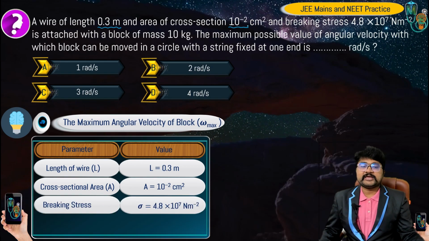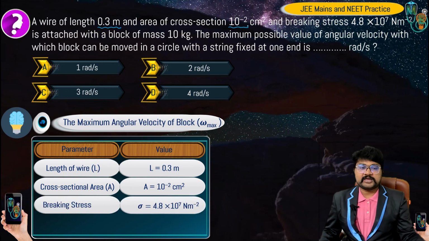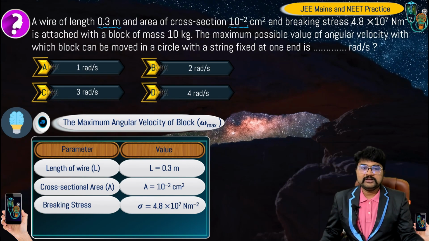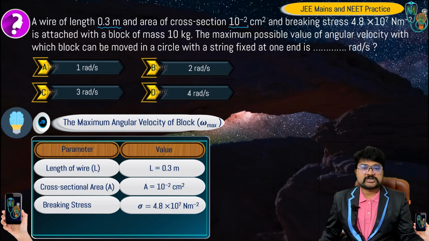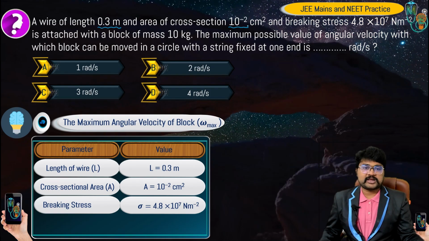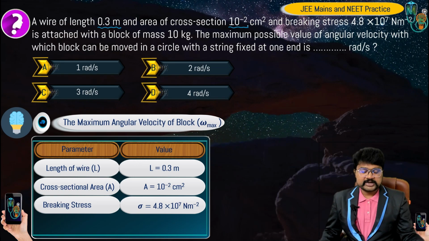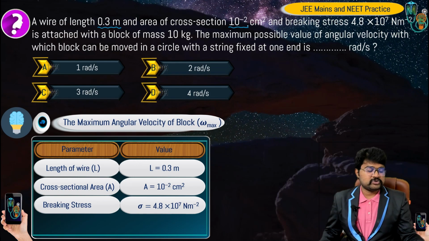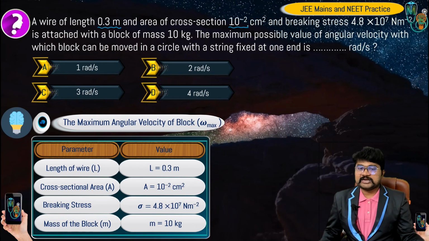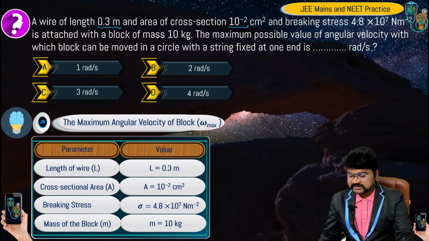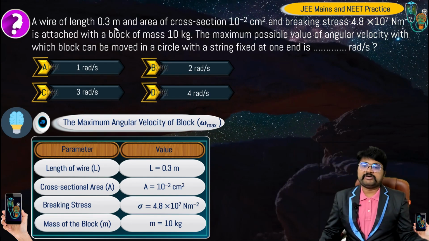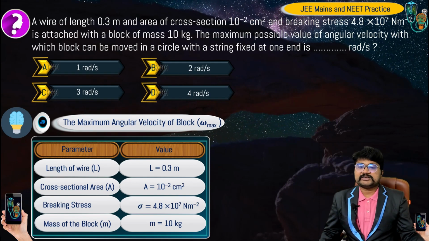After that, breaking stress, sigma, breaking stress or stress at failure point. It is the maximum stress up to which material can withstand the loads without occurring any failure. 4.8 into 10 to the power of 7 Newton per meter square. A block of mass m, 10 kg, is attached. And one more thing is given here, it is moved in a circle.